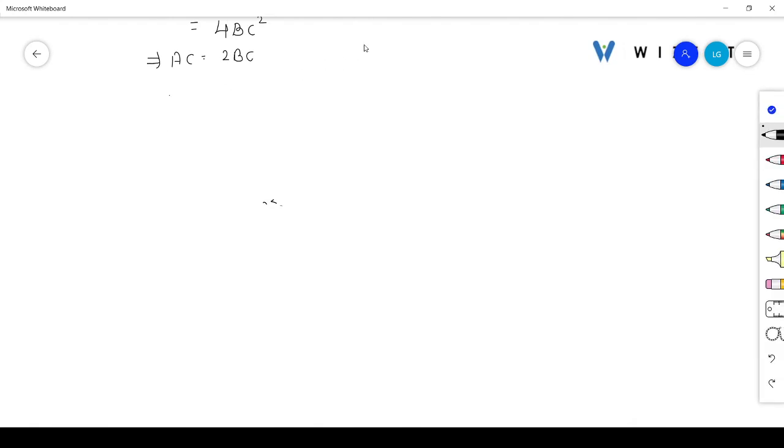Now, BD equals 1/2 AC, that is 1/2 times 2 times BC. So BD equals BC.